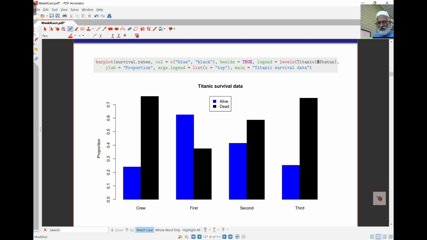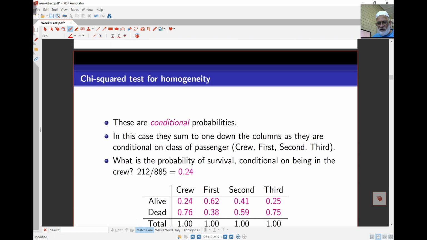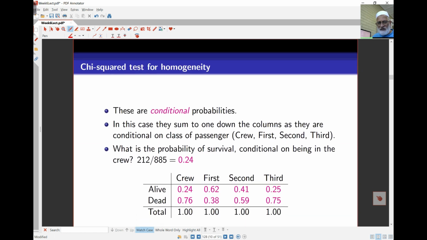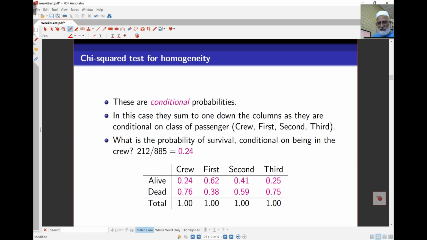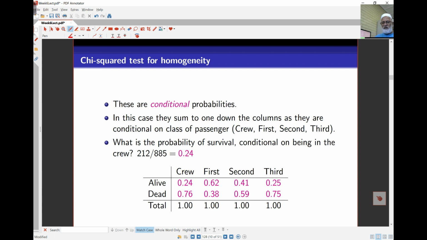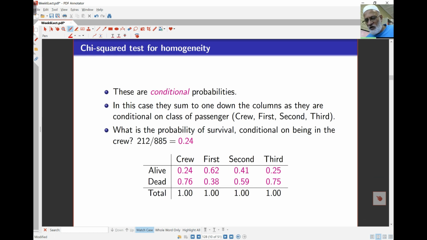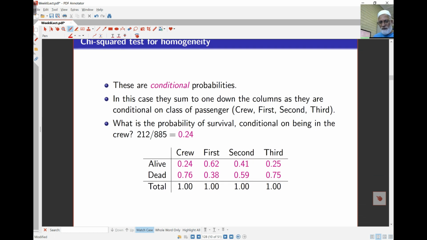But these are just graphs and ideas. We need to have some kind of test for significance here. So what we had was the conditional probabilities here of the survival given the kind of passenger they were. What's the probability of survival conditional on being in the crew? Well, if you're crew, then probability of survival is 0.24, as we can see. So all these are probabilities, they all add to 1 down the columns.